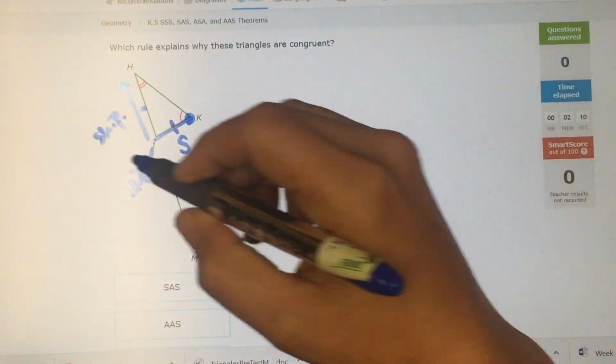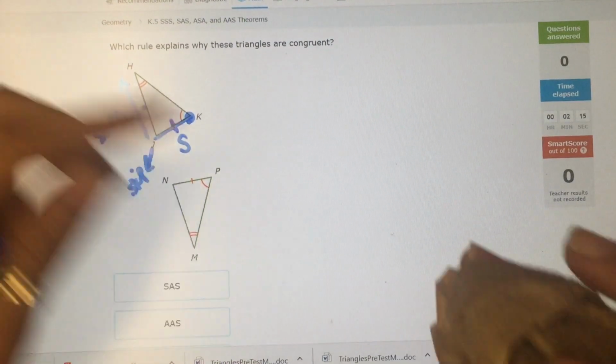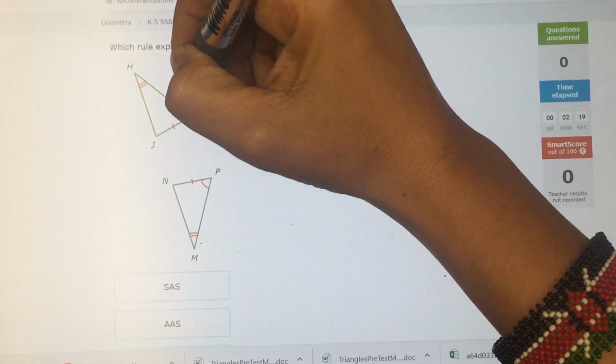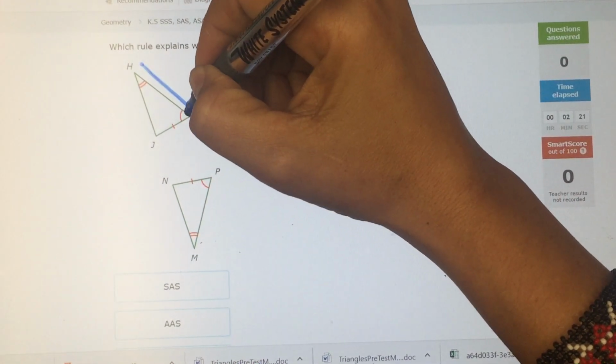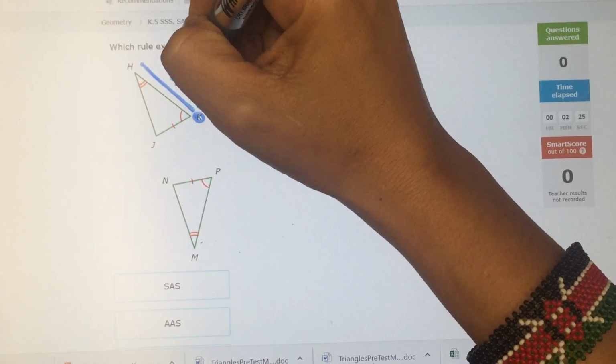So here's the rule. You can't skip 2 things. You can skip 1, but you can't skip 2. So I can't go that way. What if I decided to start at K and go this way? I start with an angle, so I'm good. There's no tick, so I'm skipping a side.